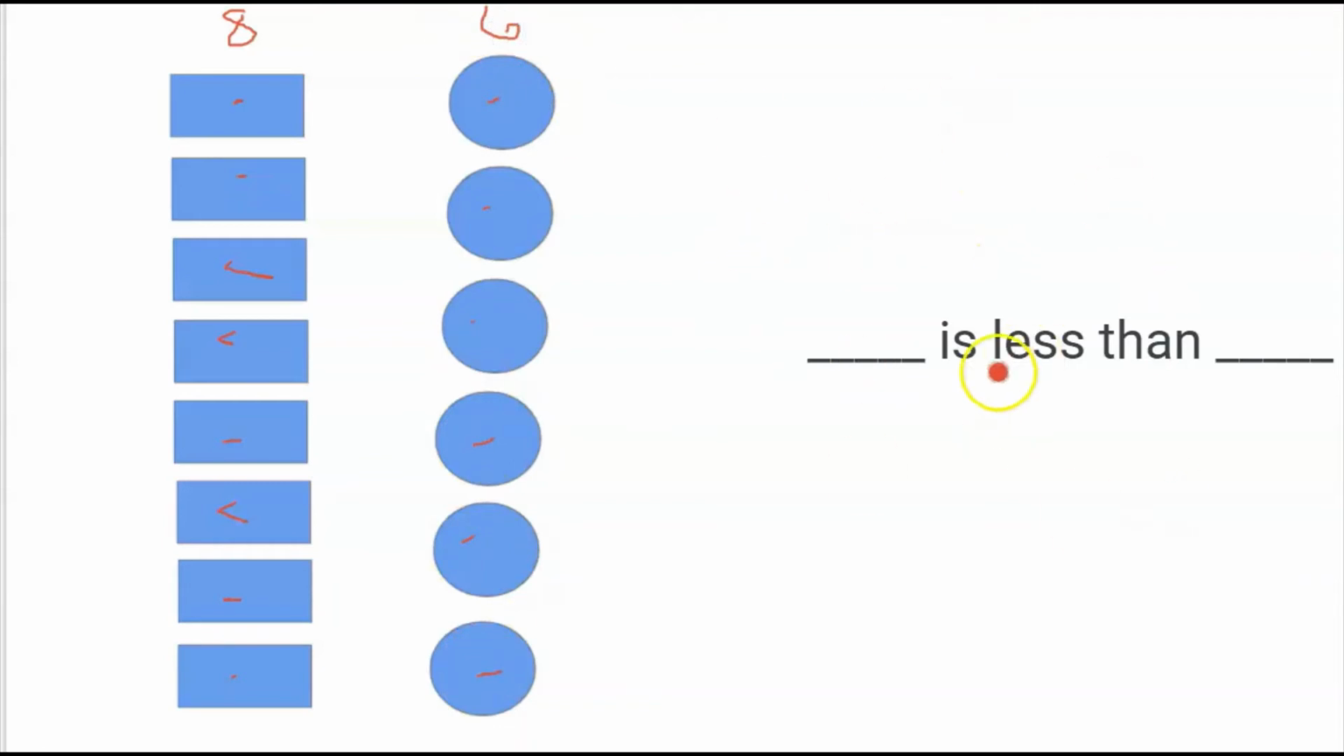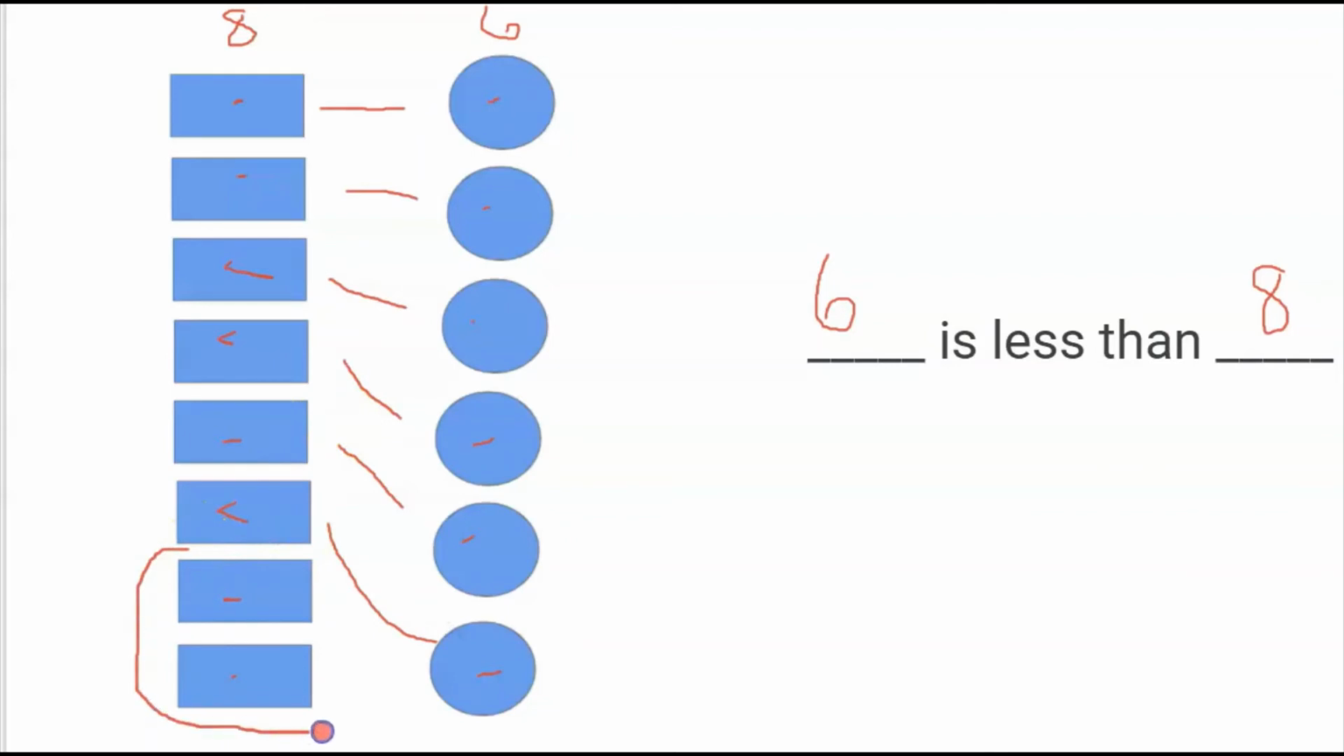How did we complete this sentence? Blank is less than blank. 6 is less than 8. We know this as 8 is a bigger number. We also notice that these lines may look the same, so let's draw our matches just to double check that 6 is less than 8. I have 2 rectangles left over, which means there are fewer circles than rectangles. We can complete our sentence: 6 is less than 8.